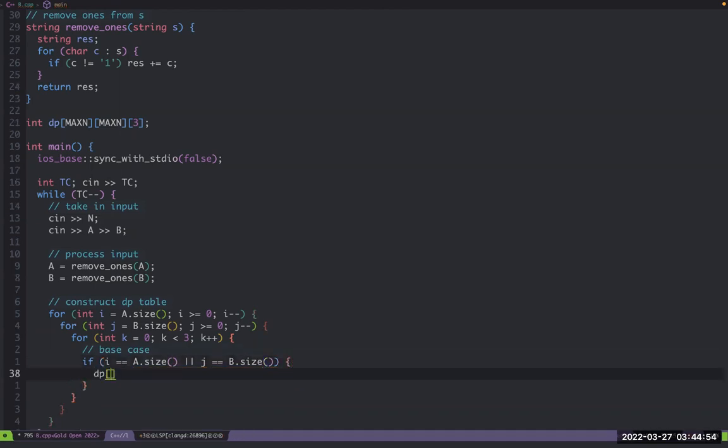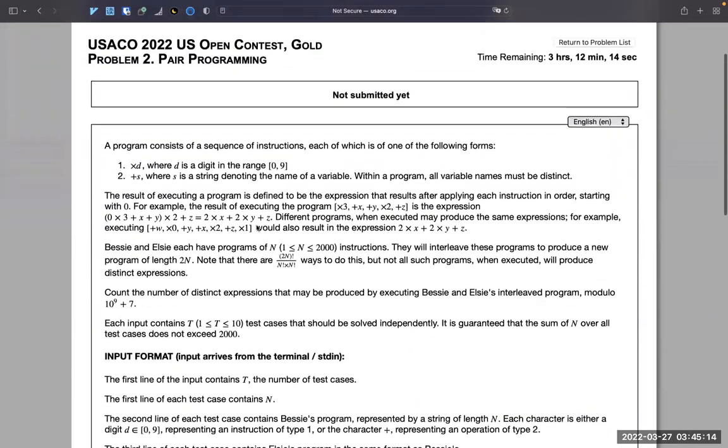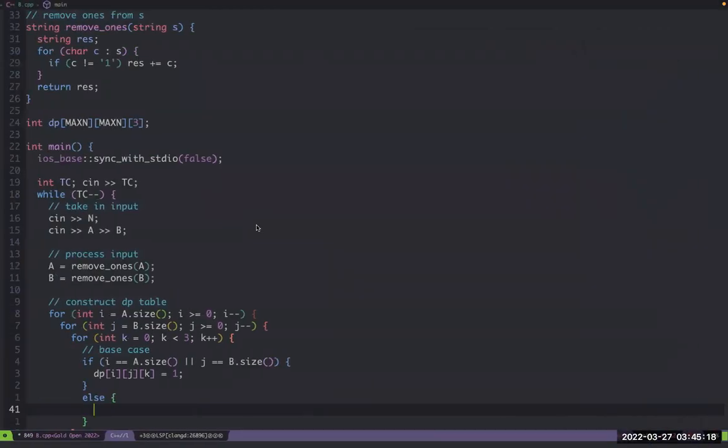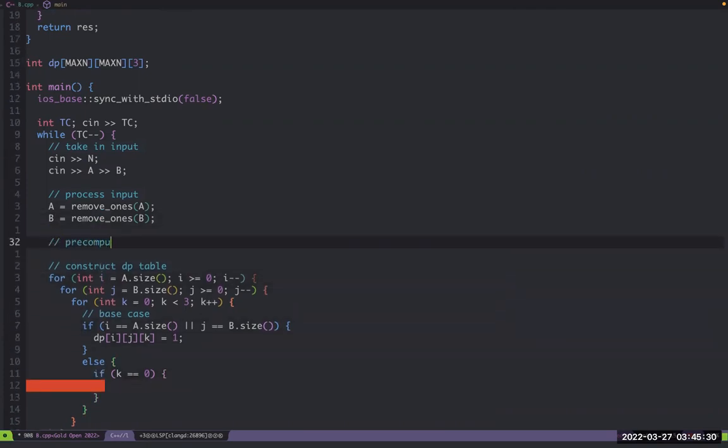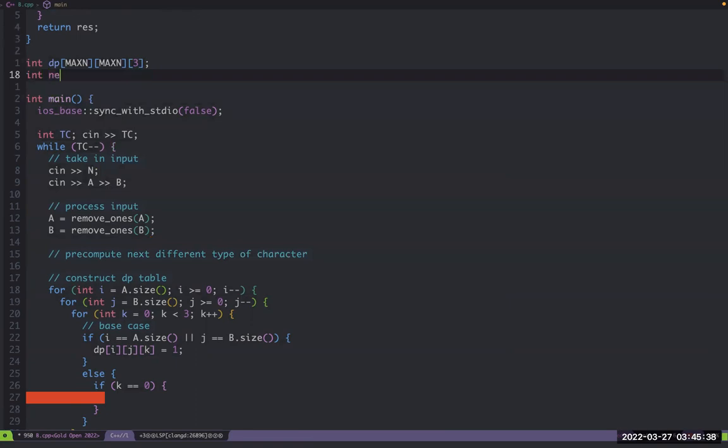So in this case, dp[i][j][k] equals 1 because there's just one state. You take everything in order. Else, in this case, if k equals 0, I guess another thing we might want to compute is the next different type of character. What I mean by that is, when is the next non-plus if you're on a plus, and when is the next non-digit if you're on a digit. So we can do this precomputation.